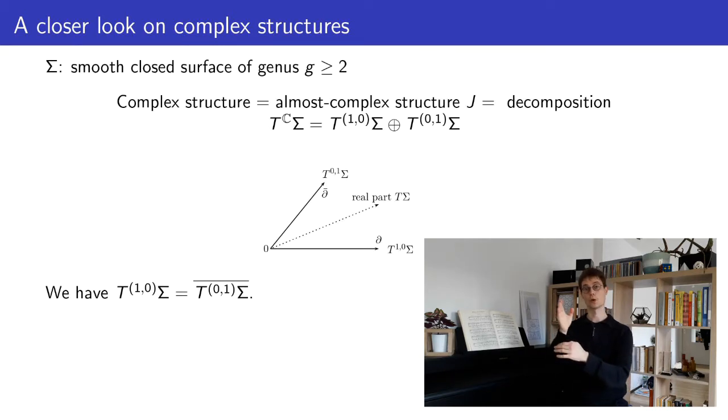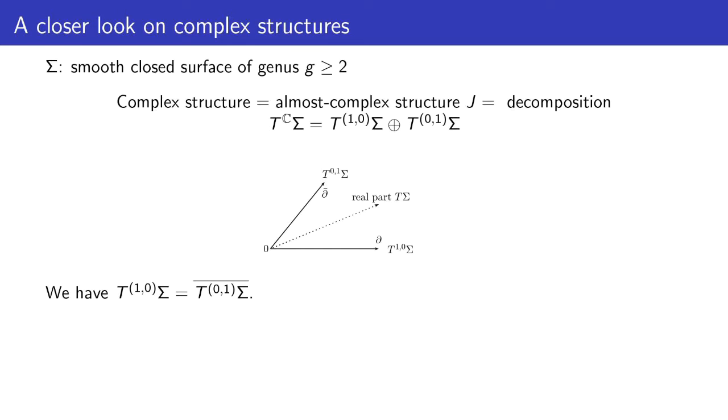Because again, when I give you this direction, you can complex conjugate it. Now you have these two eigendirections, so you know your operator J. It is given by plus i on this space and minus i on this space. And once you have the operator J, you have the complex structure. You can integrate it. In more sophisticated language, you could say that the complex structure is a section of the projectivization of the complexified tangent bundle.